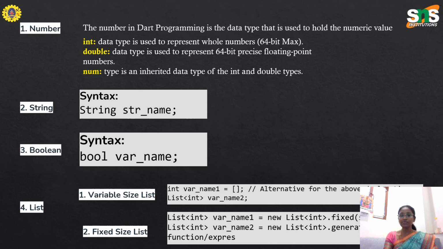Okay, and for list we have two types. One is the variable size list, and the next is the fixed size list. I'll give the syntax here. List<int> is the data type, and var number is the variable name. The next one is a fixed size list, with the size of the list given along with my variable name and data type.